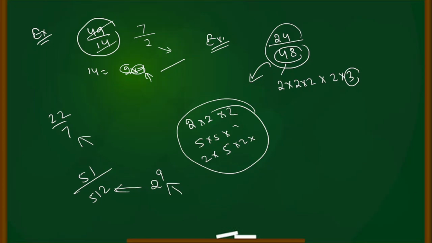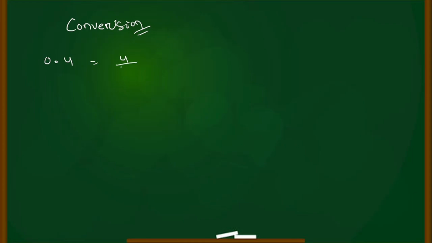Now the next concept, that is conversion of a terminating decimal representation into a rational number. How to convert? Suppose the decimal representation is terminating, that is 0.4. How to convert into a rational number? We can write 0.4 as 4 divided by 10, because after the decimal there is 1 digit, that's why 10. So this is the reverse process. Now simplify: 2 twos are 4, 2 fives are 10. So the answer is 2 by 5.